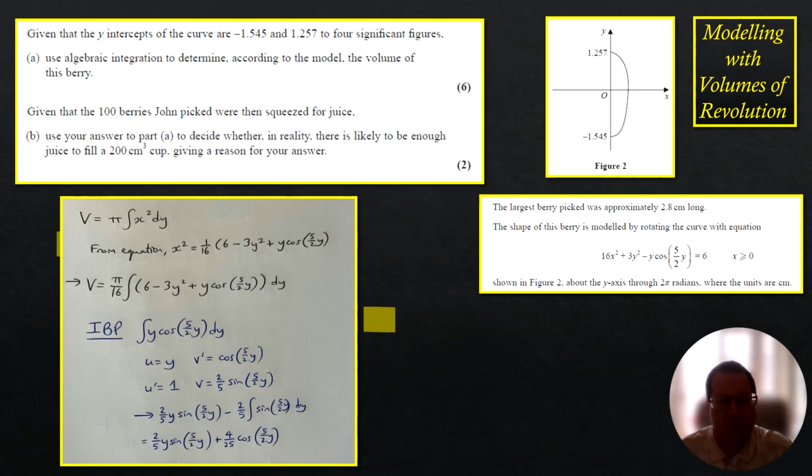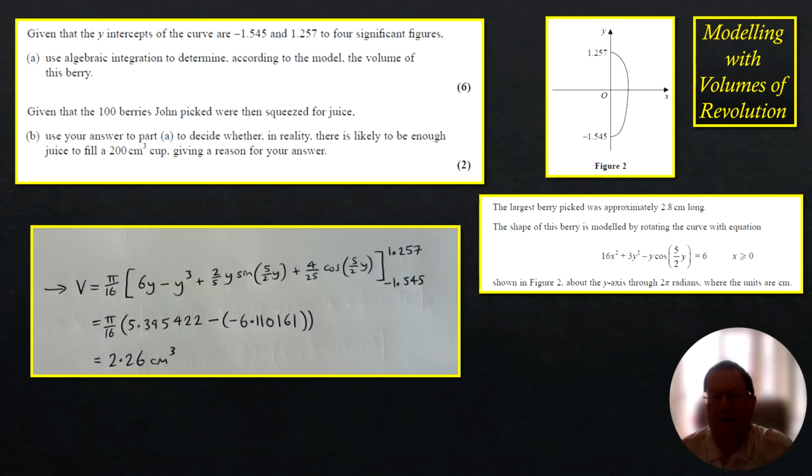So because we're going around the y-axis, we're using pi integral of x squared dy. I need to make x squared the subject of the equation, which I've done there. So I'm integrating pi over 16 multiplied by 6 minus 3y squared plus y cos of 5 over 2 y. Integrating 6 and minus 3y squared is easy enough, but I need to use integration by parts, IBP, to integrate y cos 5 over 2 y. I've shown you how I've done it in blue, and my answer was 2/5 y sine 5 over 2 y plus 4/25 of cos 5 over 2 y.